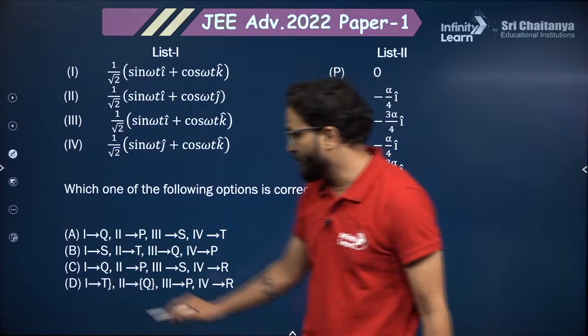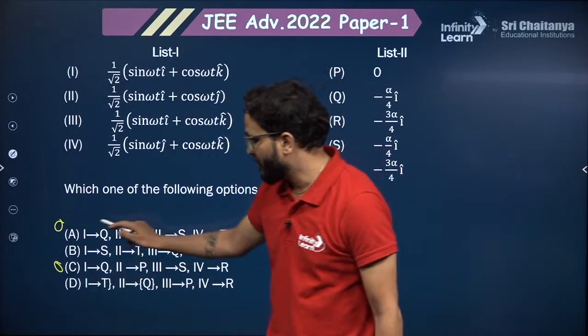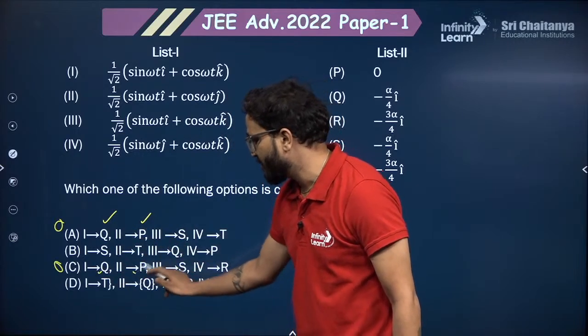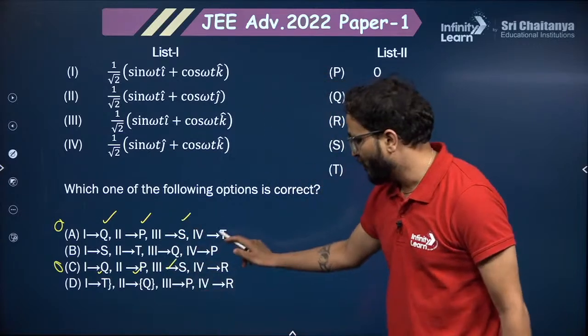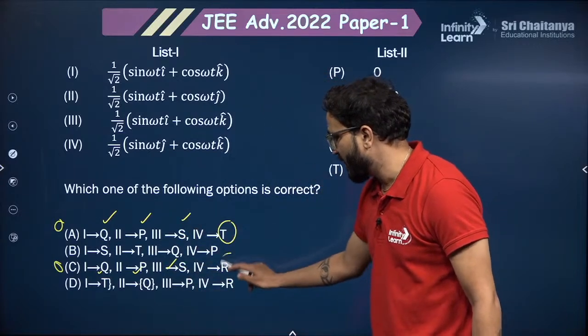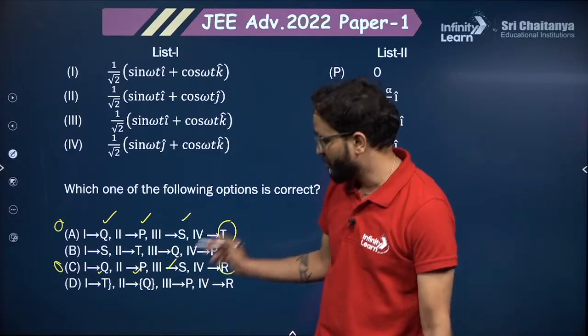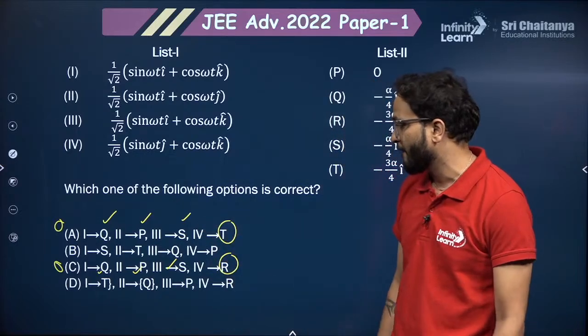Here if you see option A and C, first is Q, second is P, third is S, fourth is T and R, right? So probably one of the options may be right from these two. So we'll definitely check for the fourth option after we read the question, right?